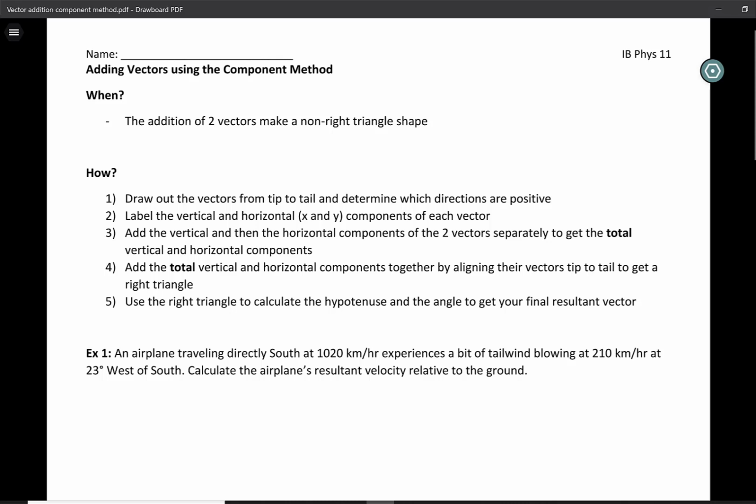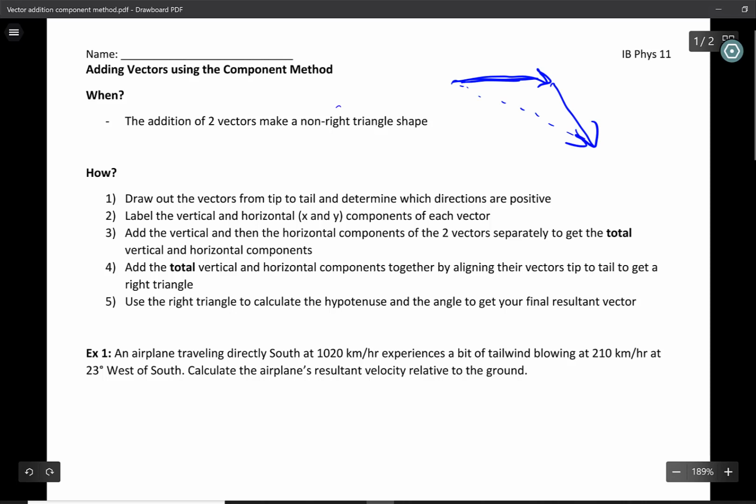So when do we need to use a component method when adding two vectors? I briefly glanced at it in the previous video, but the idea is that if you have two vectors that need to be added, something where you have one vector like this and you add the tip to the other vector like this, and your resultant vector forms something that is not a right triangle. This means you cannot use the Pythagoras theorem, you cannot use SOHCAHTOA.